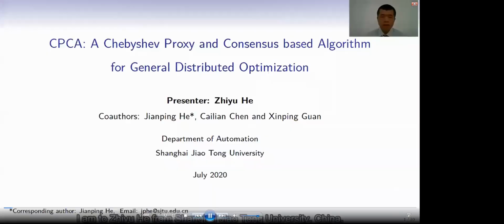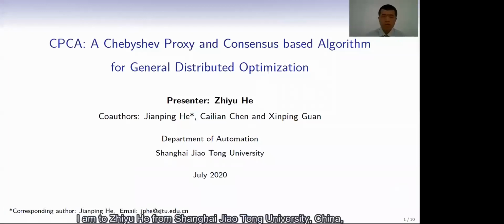Good morning. I'm Zhi He from Shanghai Jiao Tong University, China, working with Professor Jianping He, Cailan Chen, and Xingping Guan. Today, I will present a novel algorithm to address a class of constrained distributed non-convex optimization problems.